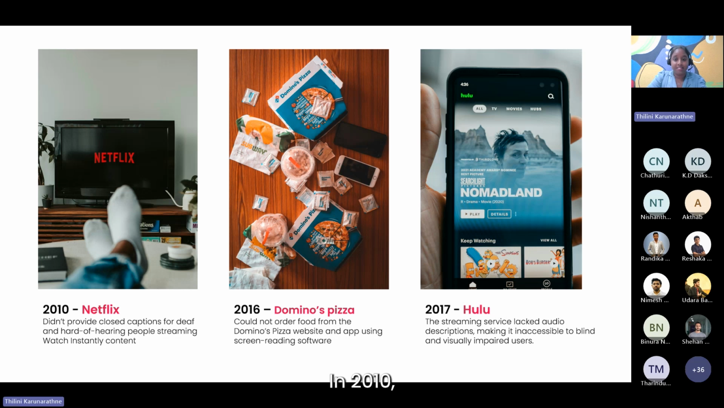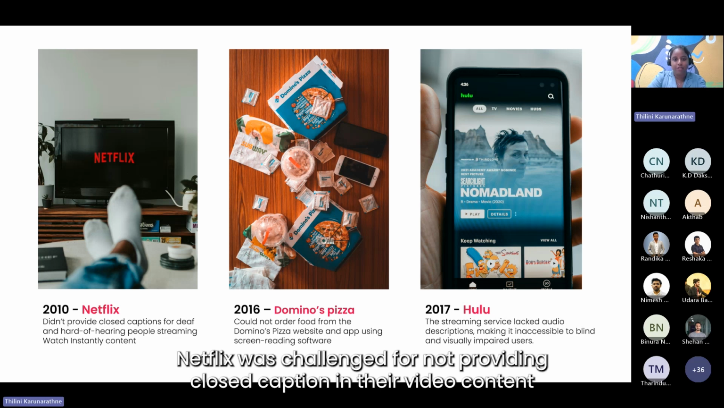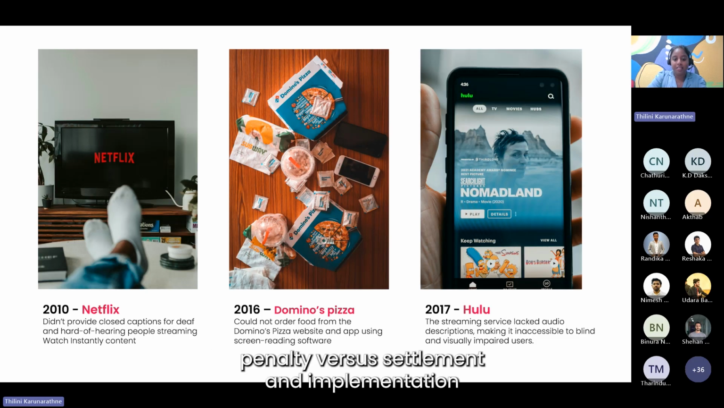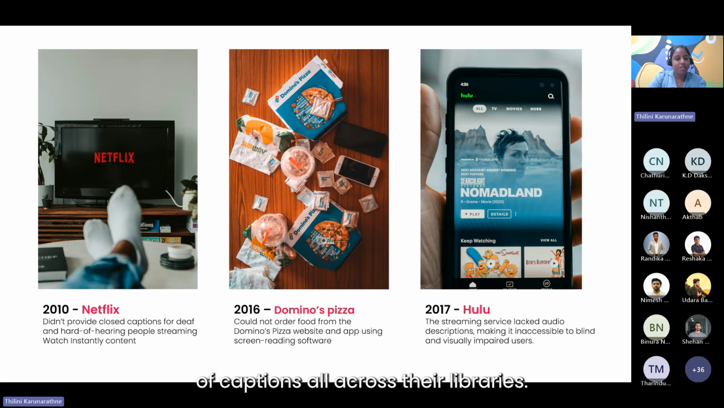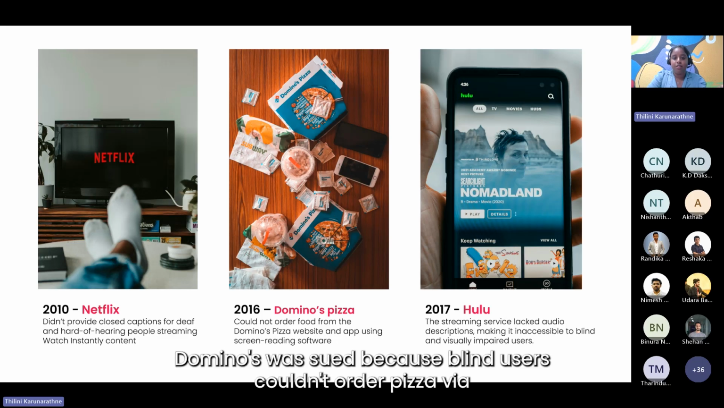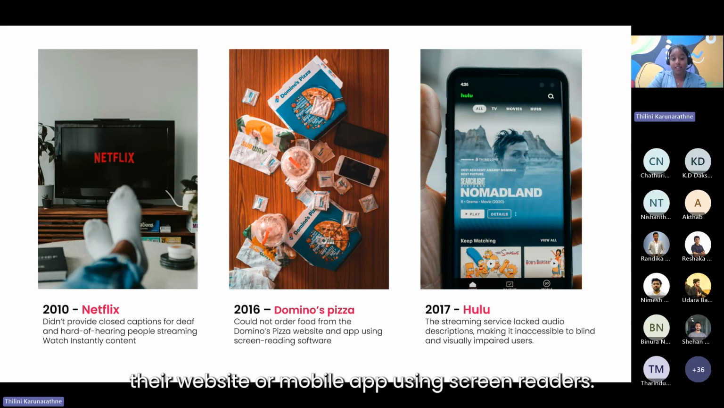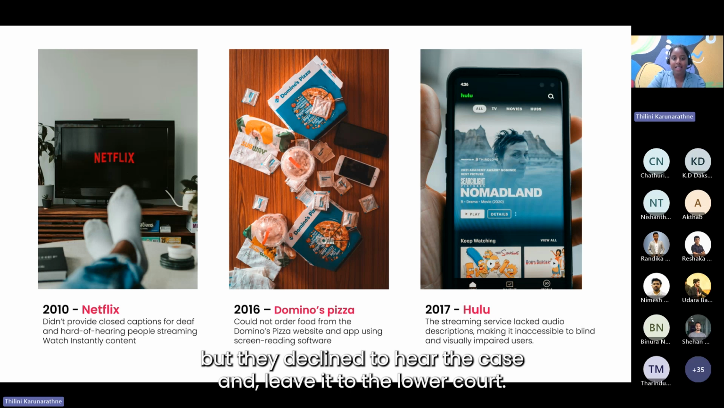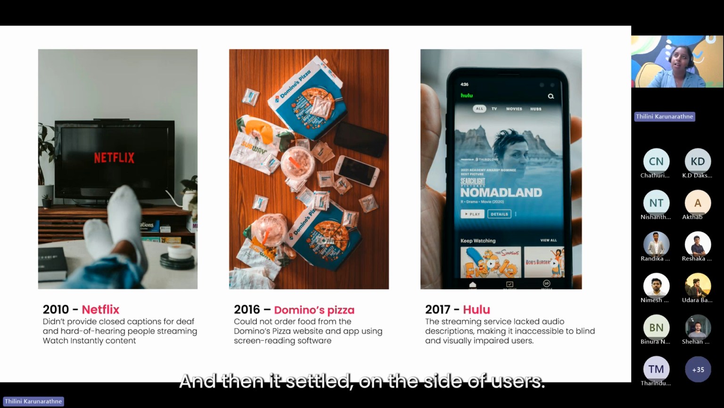In 2010, Netflix was challenged for not providing closed captions in their video content. The penalty was a settlement and implementation of captions across their libraries. And in 2016, Domino's was sued because blind users couldn't order pizza via their website or mobile app using screen readers. When that case went to the Supreme Court, they declined to hear it and left it to the lower court, and then it was settled on the side of the user.